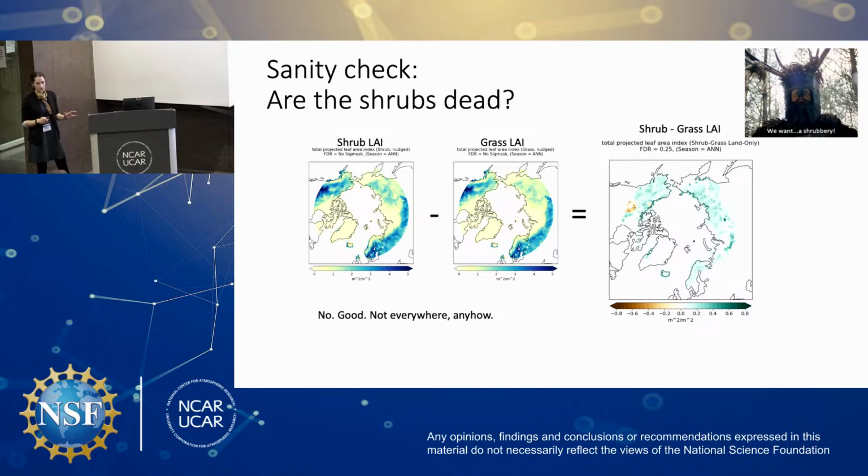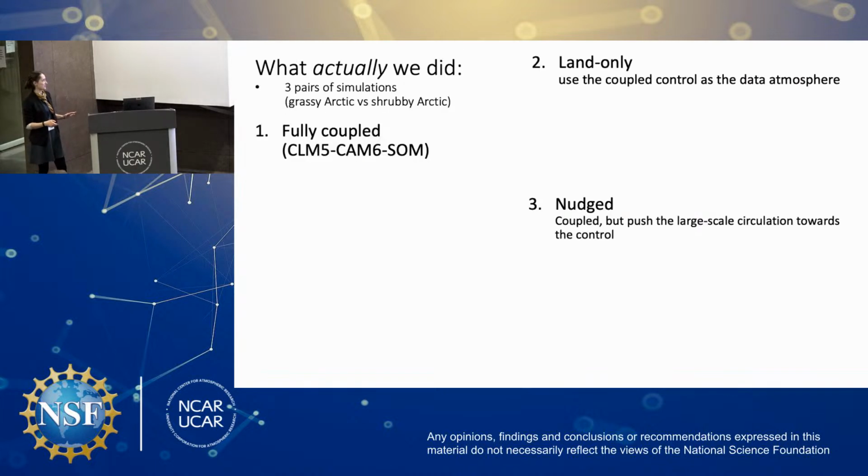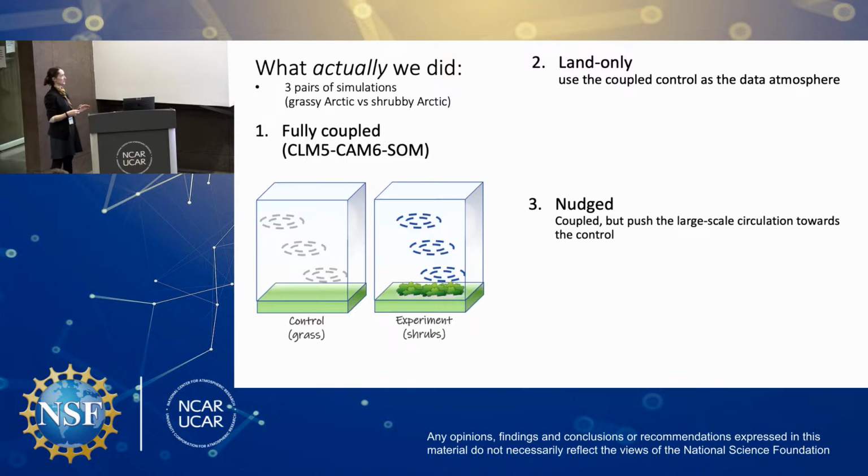Okay, so I told you we were using CLM5 and CAM6. We're actually using three different sets of paired simulations. So for every pair of simulations, we have the control, which is like the grassy Arctic, and we have the experiment, which is the shrubby Arctic. We have them in a fully coupled simulation, fully coupled if you don't care too much about the ocean. So it's a slab ocean, dynamic atmosphere, land model. And then we have a land-only simulation and a nudged simulation. So I'm going to step through what each of these is.